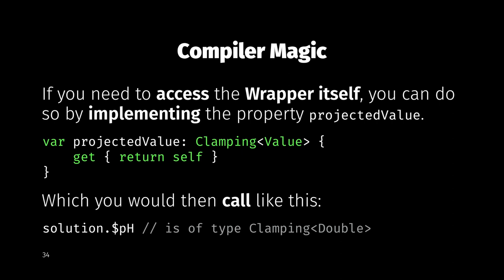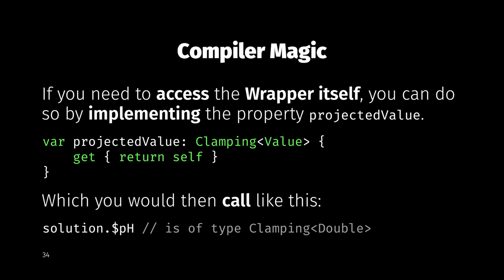So, as we've seen, the compiler does some magic, and when we access the property, we are actually accessing the wrapped value of the property. So, what should we do if we want to manipulate not the value inside the wrapper, but the wrapper itself? We can do it by implementing something called a projected value.